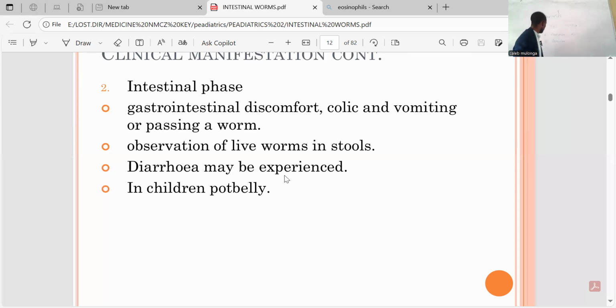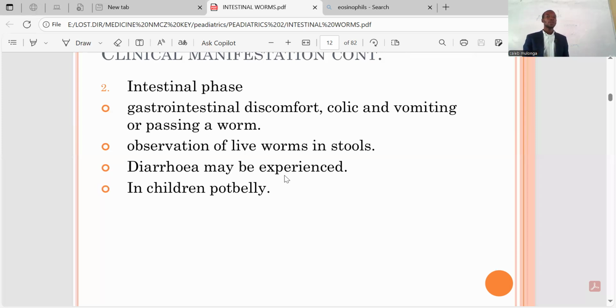Number four, passing of worms. These worms are going to be passed through fecal matter, or they can be passed as worms, but it is through the rectum. So this child or this patient will be passing worms, and that is a sign and symptom.